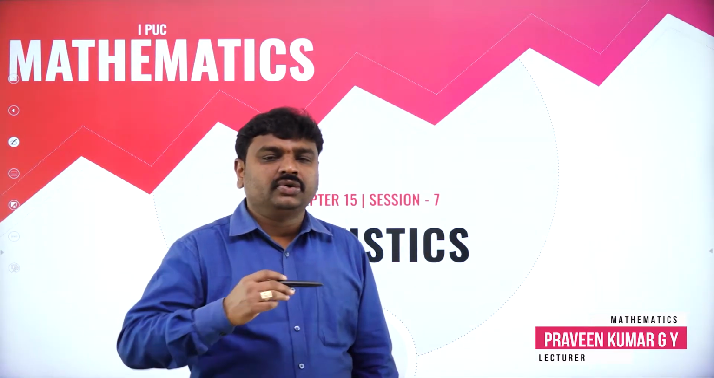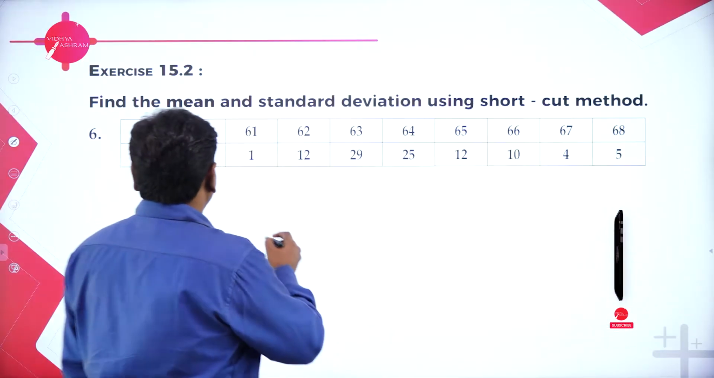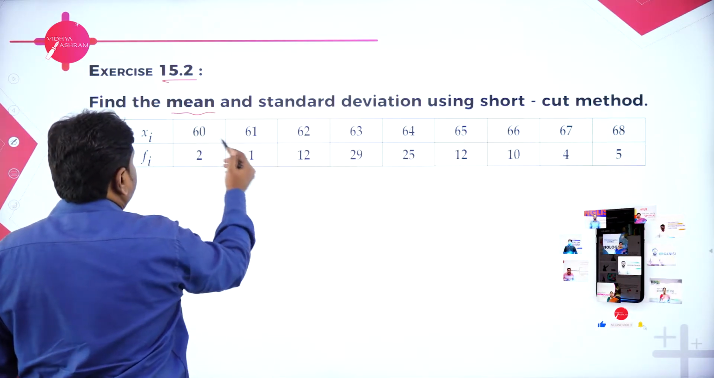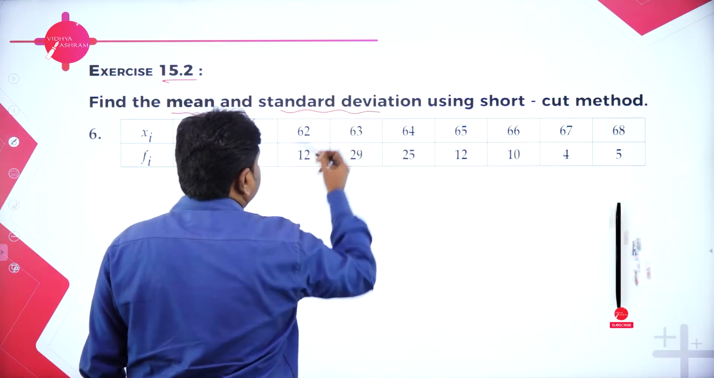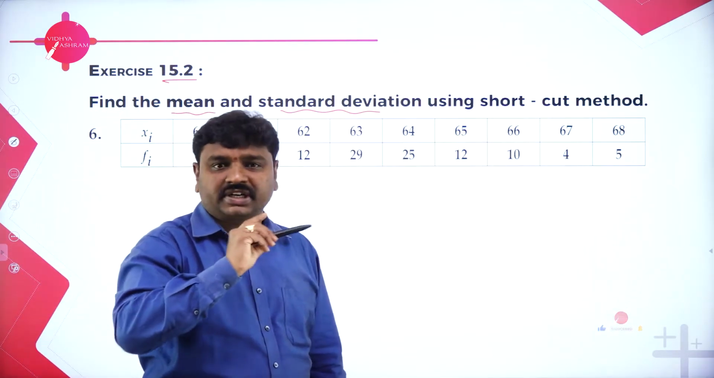Welcome to the session, dear students. Today we'll go ahead with the problems of statistics. So we continue with exercise 15.2. Find the mean and standard deviation using the shortcut method. They mentioned to use the shortcut method.